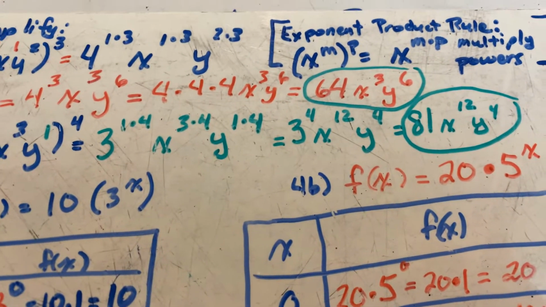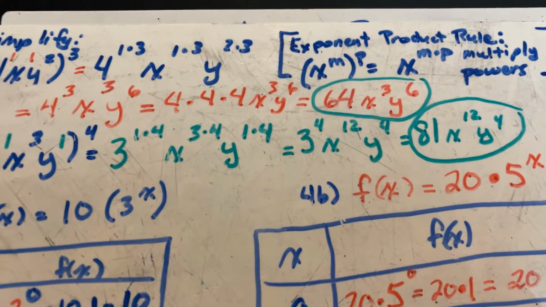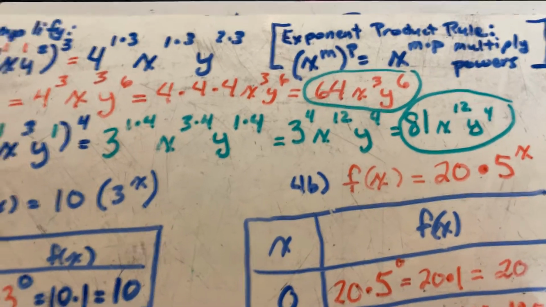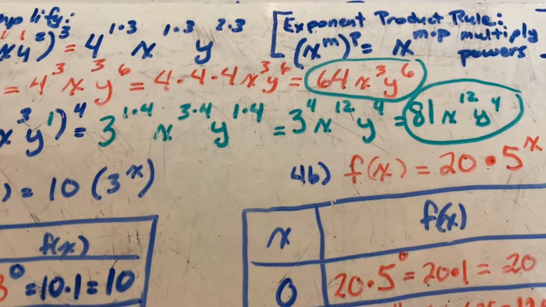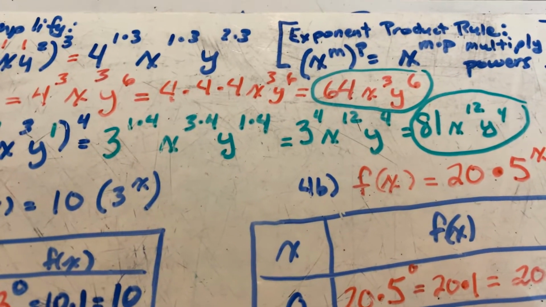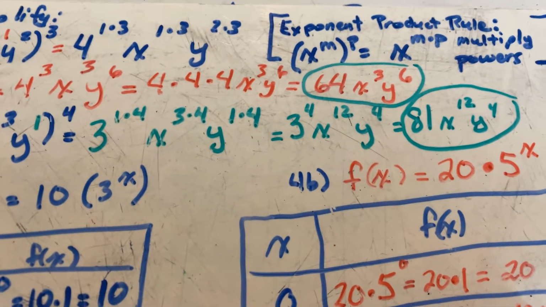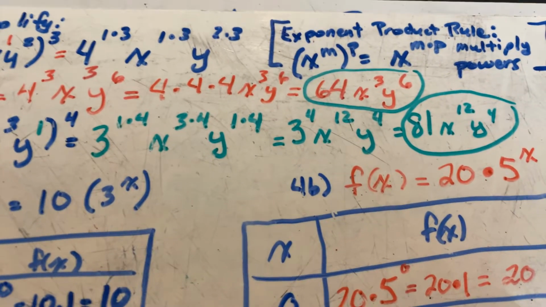Remember, in SATs, they probably wouldn't leave that either. They're going to simplify that. So 3 to the 4th power is 3 times 3 times 3 times 3, 4 times, which gives us 81, x to the 12th, y to the 4th.